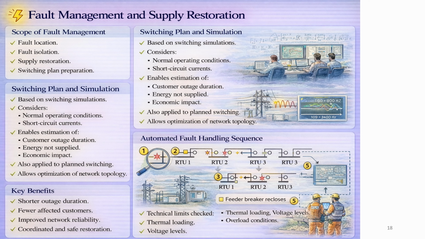With remote control disconnectors, fault handling can be automated. A typical automated fault handling sequence includes 4 stages. First, fault indicators operate and identify the faulty feeder. The feeder circuit breaker opens. Second, remote terminals RTU1, 2, and 3 exchange information. The faulted line section is identified. Third, the disconnectors around the faulty section open. The faulted section becomes isolated. Fourth, the feeder breaker recloses. If possible, supply is also restored from a neighboring feeder.